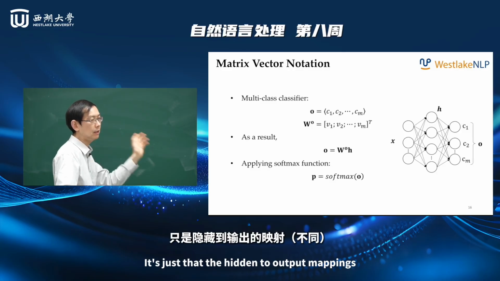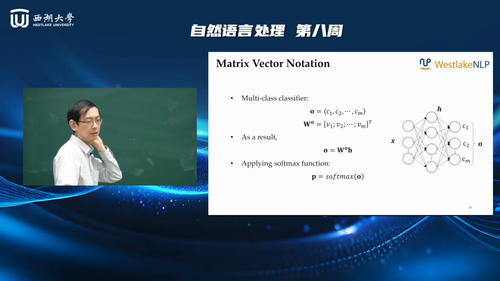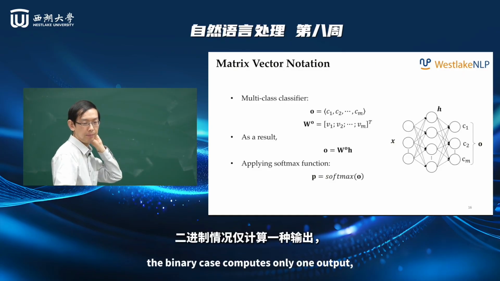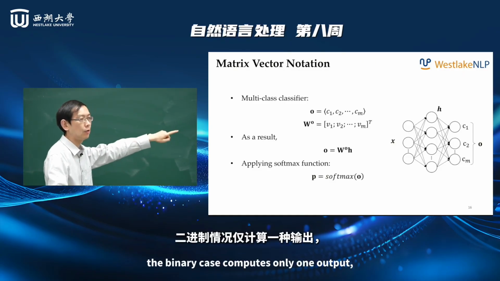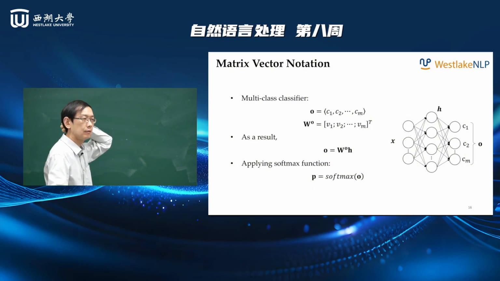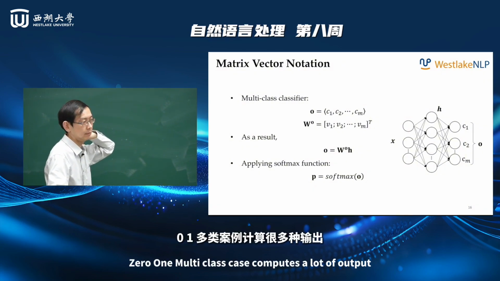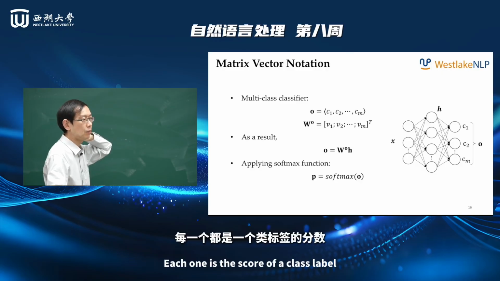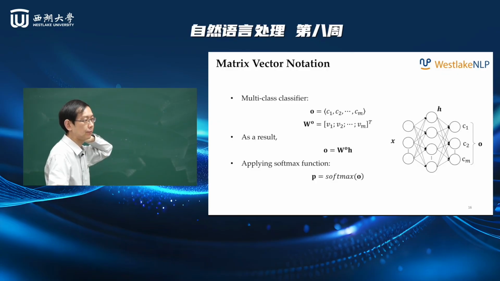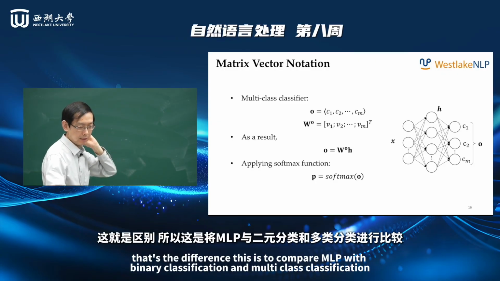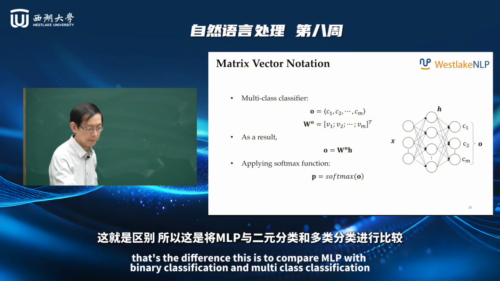It's just the hidden to output mapping. The binary case computes only one output, right? 0, 1. The multi-class case computes a lot of outputs. Each one is the score of a class label. Okay? So that's the difference. All right. So this is to compare MLP with binary classification and multi-class classification.